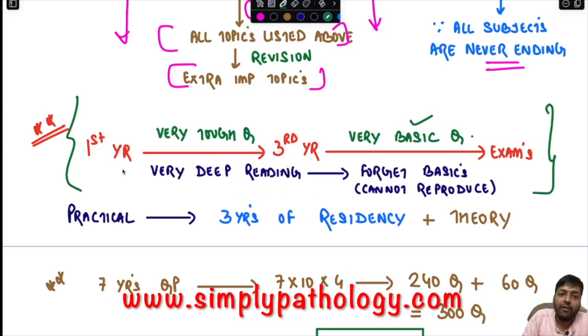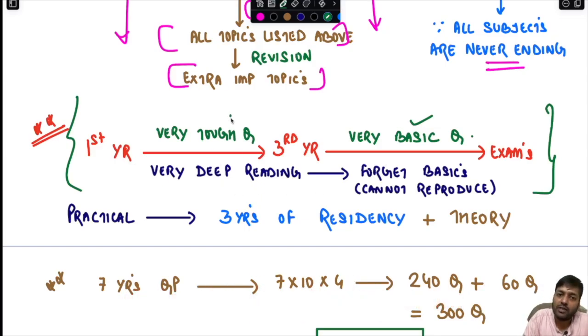In the first 3 years, very tough questions are asked by the faculty, so you do very deep reading. In the end, a very basic question is asked, but you forget the basics. And the most important problem is that, even with this many questions that I have given you and that you have to complete for your exams, you cannot reproduce everything. You have done so much deep reading to impress your faculty throughout the 3 years, but in the end, you will not be able to reproduce anything from there.